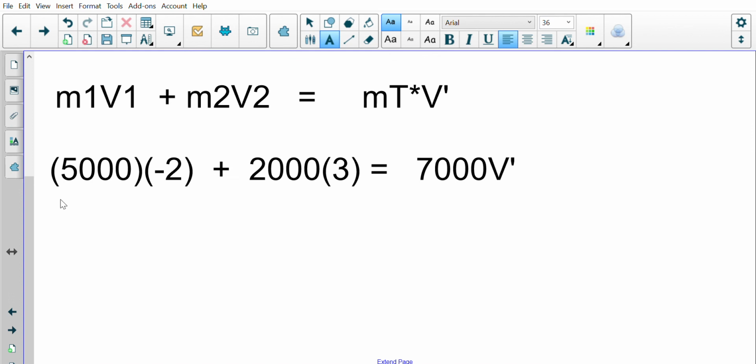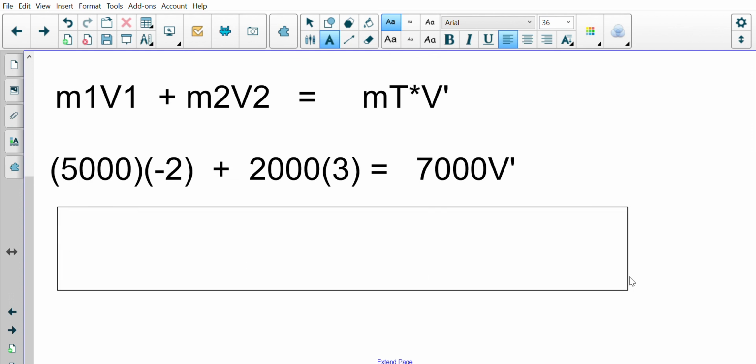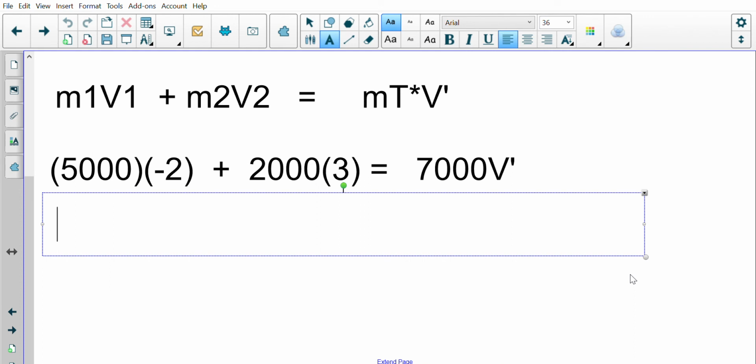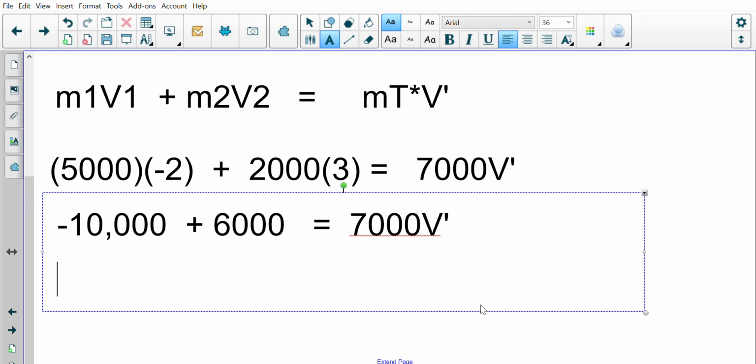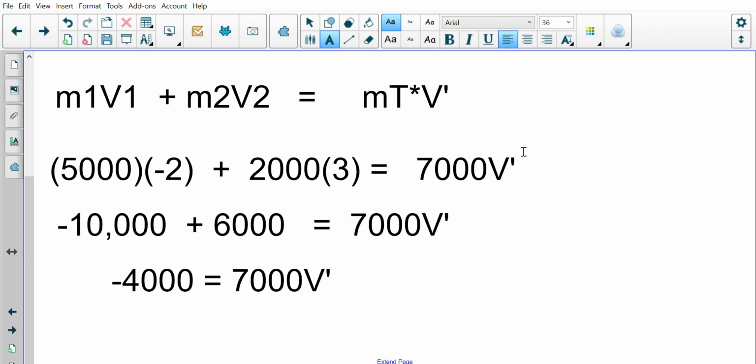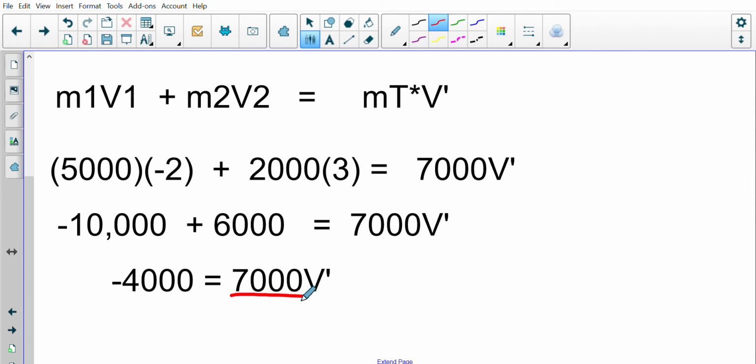All right, next up, a little simplifying and rearranging. Well, 5,000 times negative 2 is negative 10,000. And then 2,000 times 3 is 6,000. And again, that's equal to 7,000 times V. Lose 10,000, get 6,000 back, you're still down 4,000. And then my final step here, so I get both the magnitude and direction of this velocity, I'm going to divide both sides by 7,000.